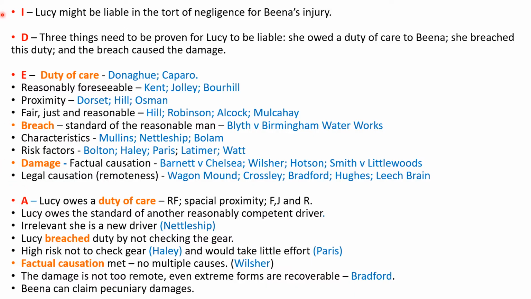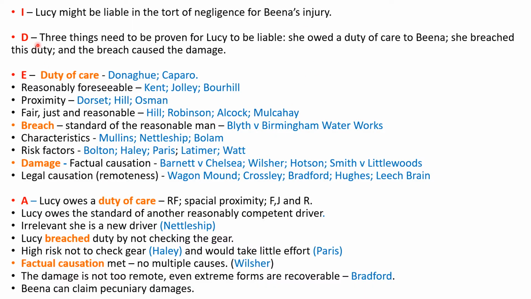So the first thing to say is that Lucy might be liable in the tort of negligence for Bina's injury. And although you might already be thinking in your head, yep, I know she's going to be liable, it's good practice in the exam to say that your defendant might be liable at this stage. And obviously you're going to work through and show your workings before you reach a solid conclusion at the end.